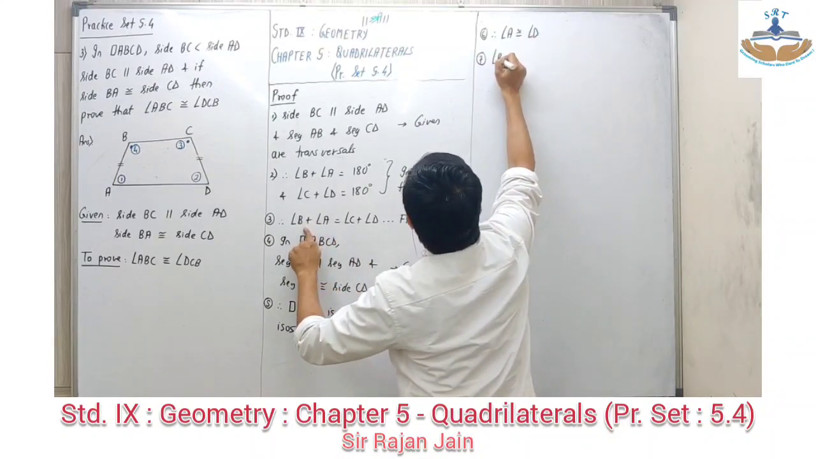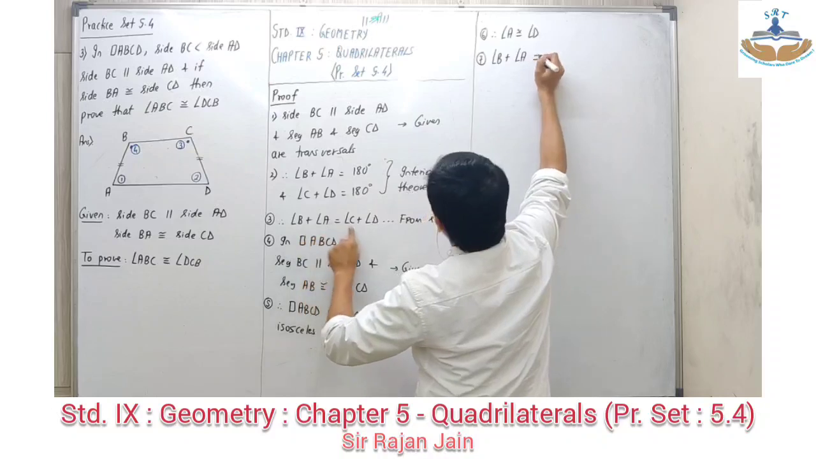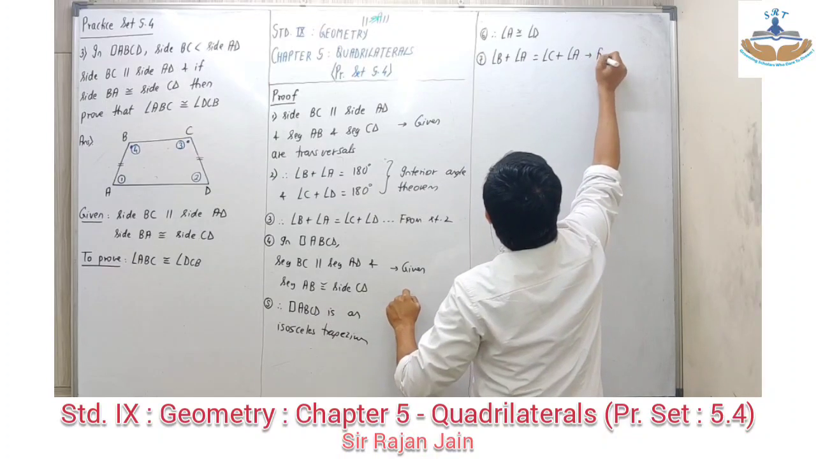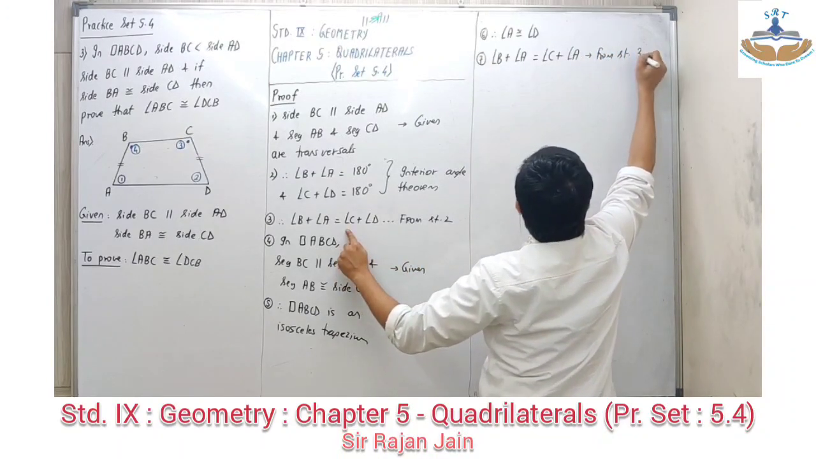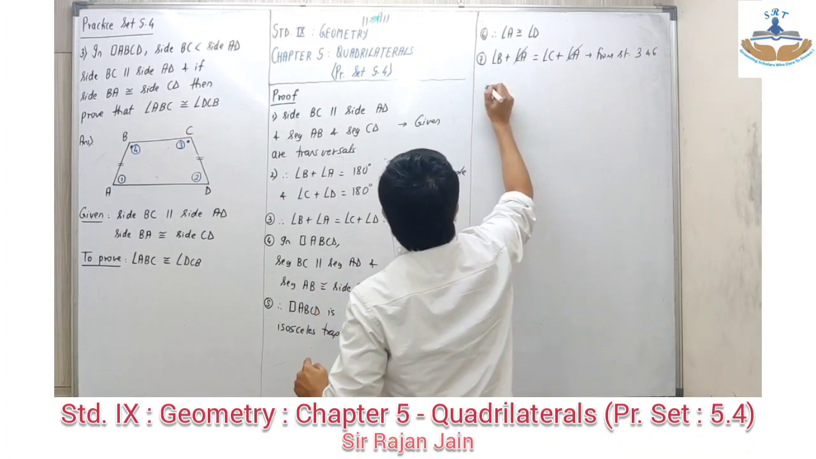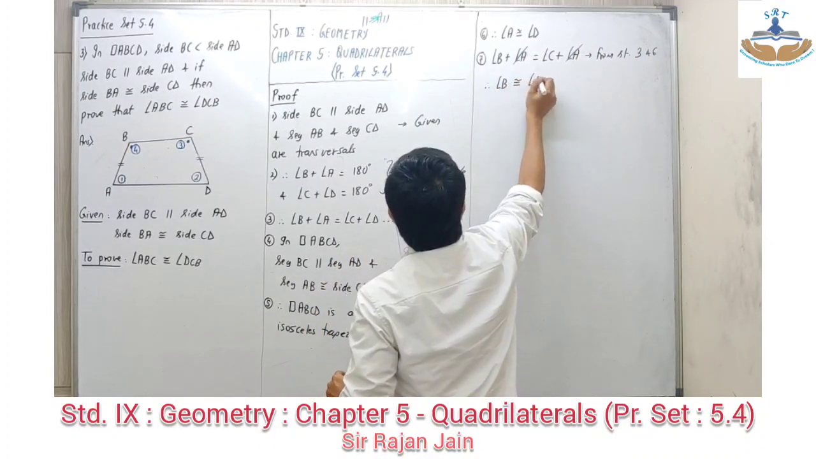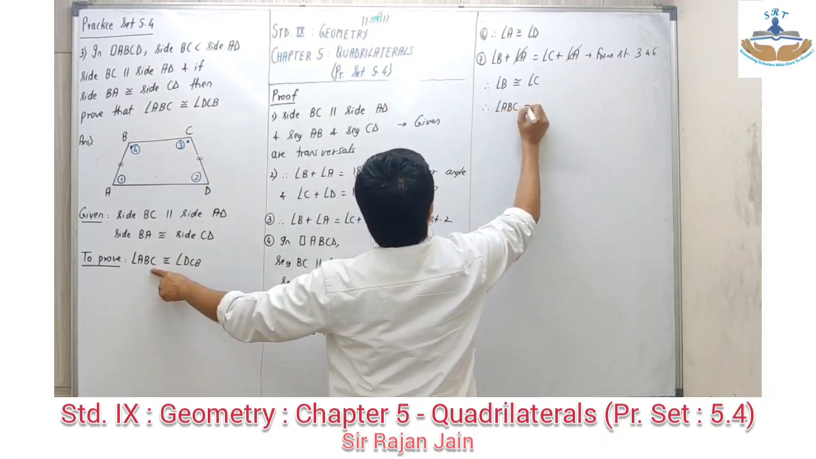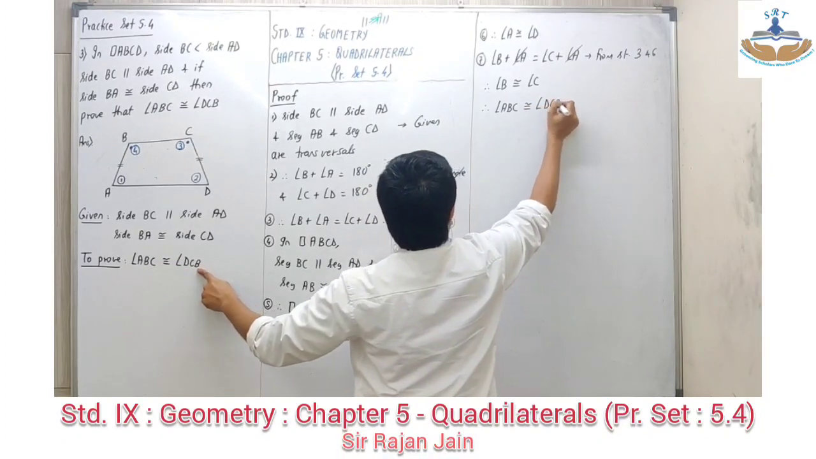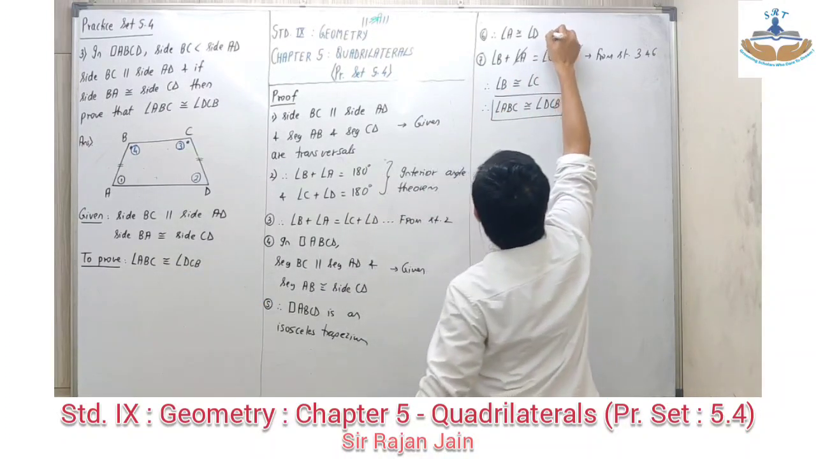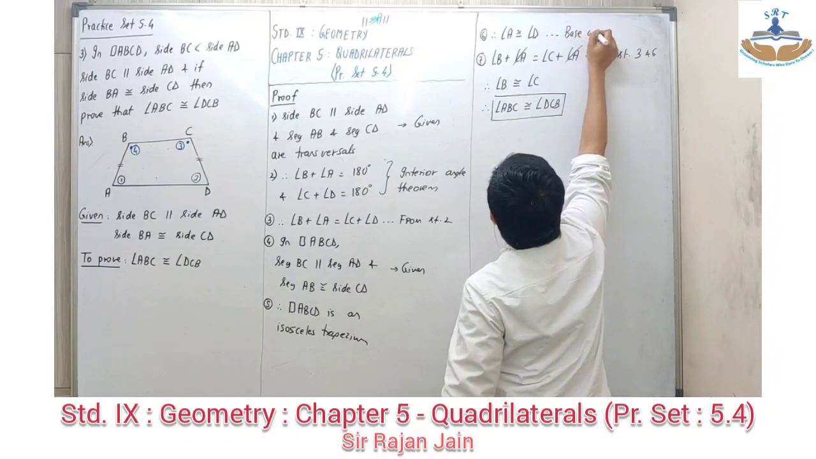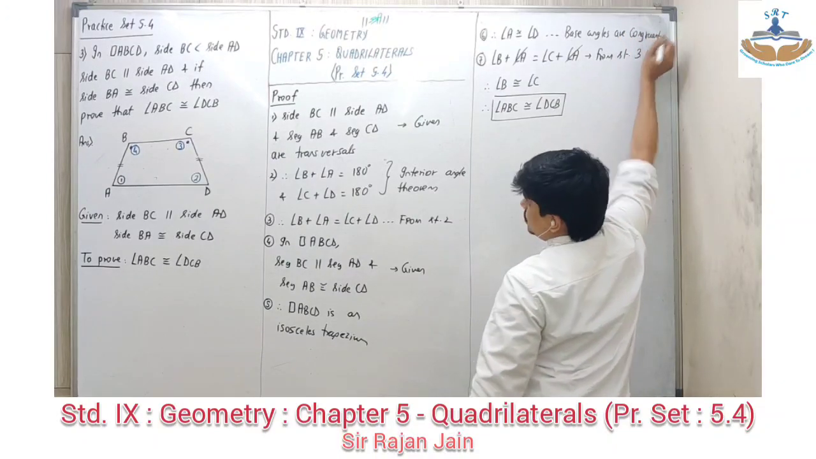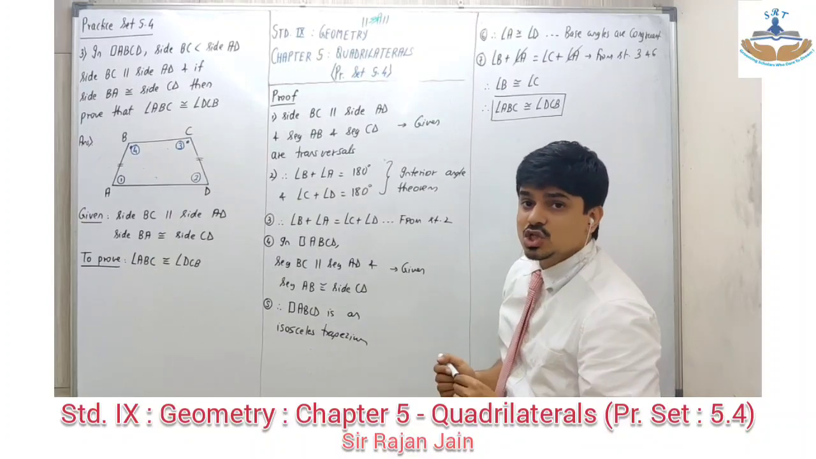So what will this step become for me? Angle B plus angle A I keep as it is. Angle C plus D, in place of D I am writing angle A. Reason you will write from step number 3 and 6. On both sides angle A gets cancelled, angle B congruent to angle C. Now what three-letter naming has been given for angle B in the question? Angle ABC, and for angle C they have given angle DCB. And here you will write a reason: base angles are congruent.